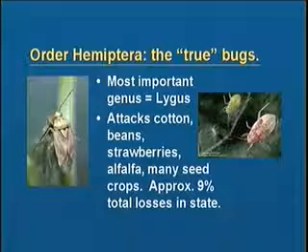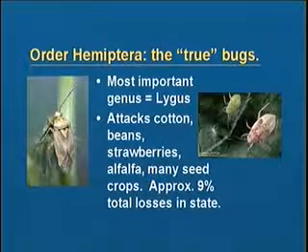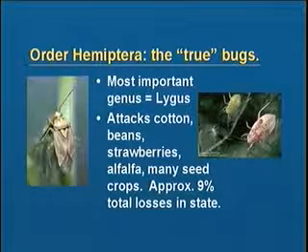Lygus attacks cotton, beans, alfalfa, strawberries. Here again you can see that very prominent scutellum. You can almost see the membranous part of the wing there. And here are the nymphs. The gradual metamorphosis is distinguished by external development of the wing pads. There are approximately 9% total losses in the state, so this is a significant pest in California.